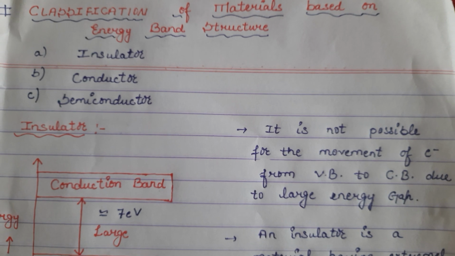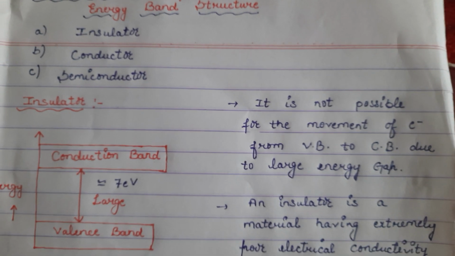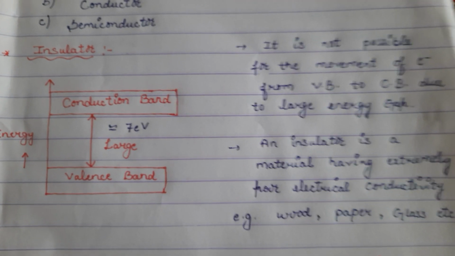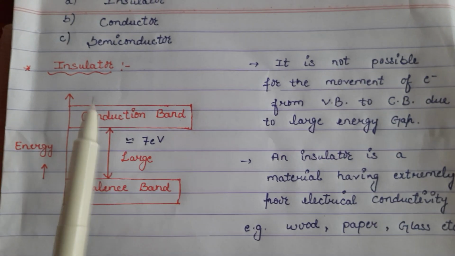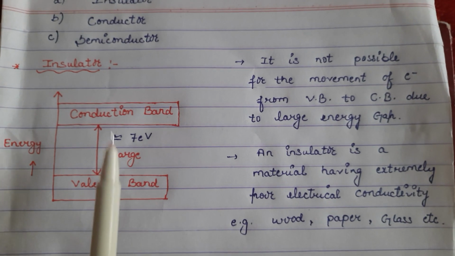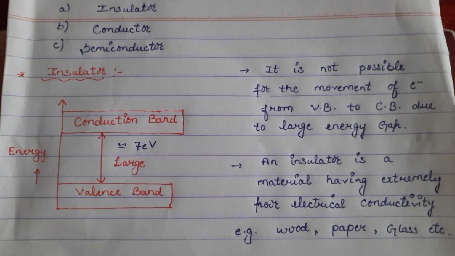So, first of all, what do you mean by insulators? Insulators are those devices that do not conduct electricity. So here we have the conduction band and valence band. As we see in this diagram, there is a huge band gap between the conduction band and valence band.